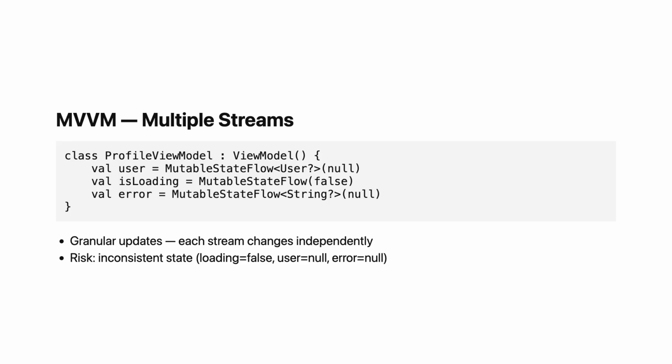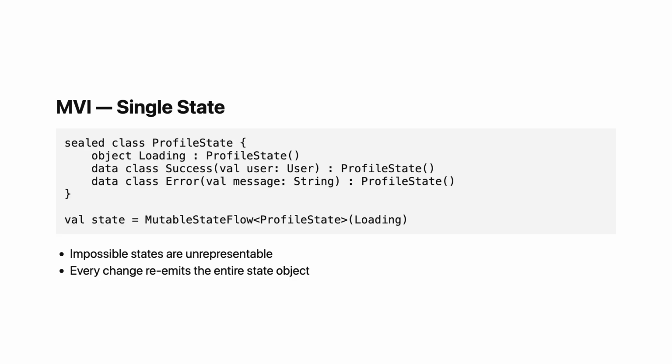MVI takes the opposite approach. Instead of multiple streams, you have one. A single state object that contains everything the UI needs. A data class called ProfileState with a user field, an isLoading field, an error field, all in one place. The view model exposes a single state flow of ProfileState. The benefit is consistency. You can never have loading equals true and error equals non-null and user equals non-null at the same time, unless you explicitly allow it.